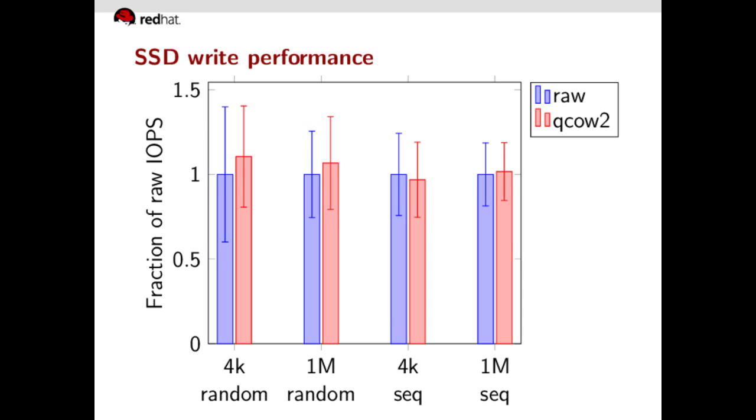So let's take a look. This diagram shows the comparison of raw performance, which is on the left always. It's the blue bars against qcow2, which are the red bars, and each stack is normalized against the number of I/O ops of the raw image. So higher generally is better. The error bars signify the standard deviation, and I consider everything that's within standard deviation to not be significant.